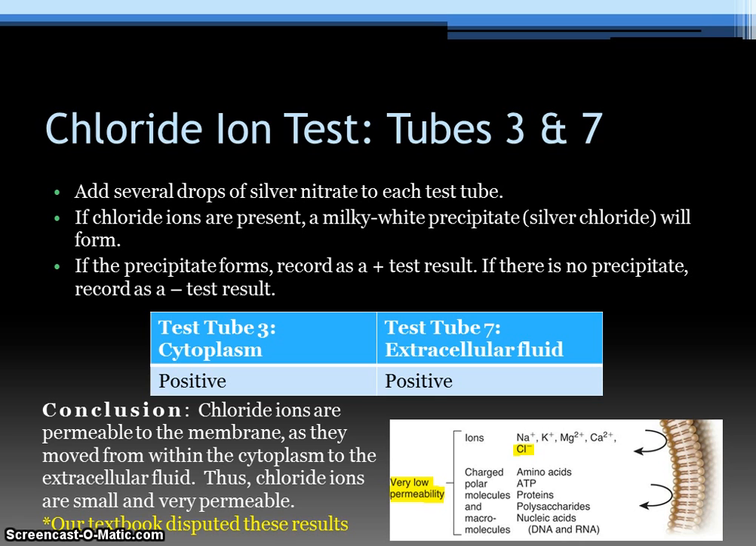However, upon looking in our textbook, I found that our textbook disputed these results as they said that chloride ions, which you can see in the picture from the textbook over here, have a very low permeability. And this disagreed with our observations of the chloride ion test that we observed another group complete.